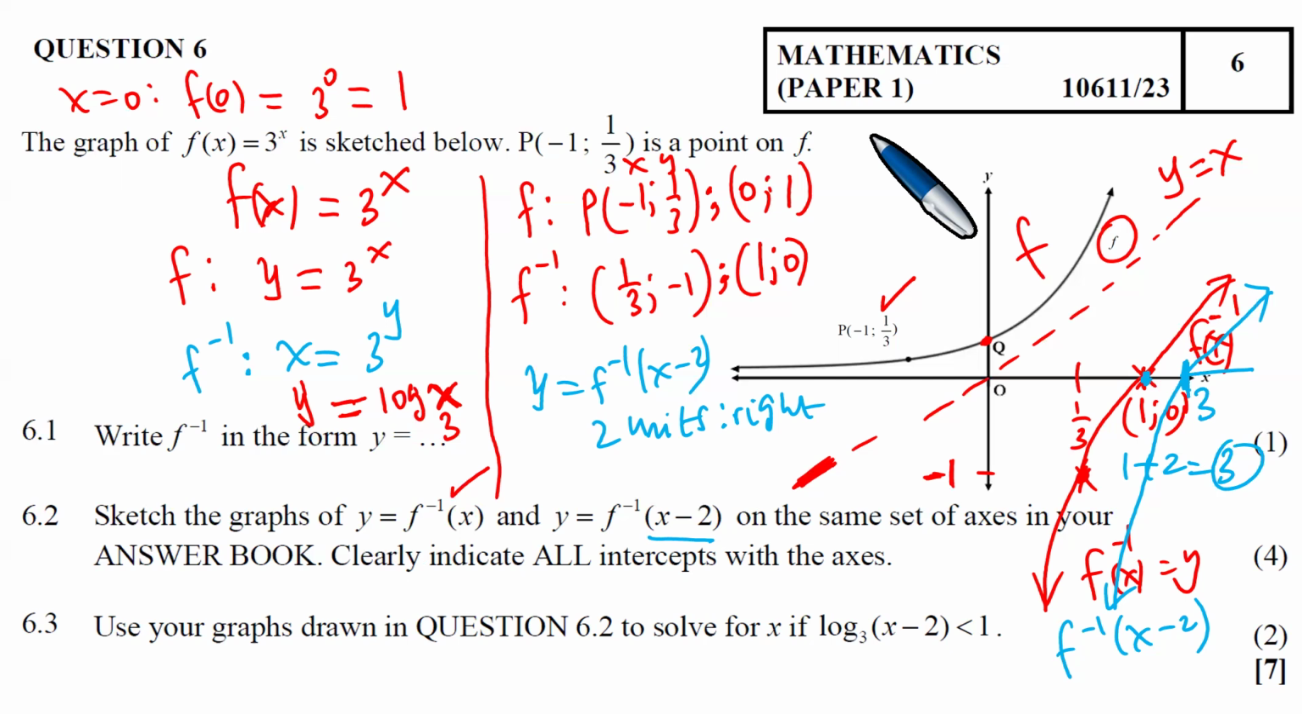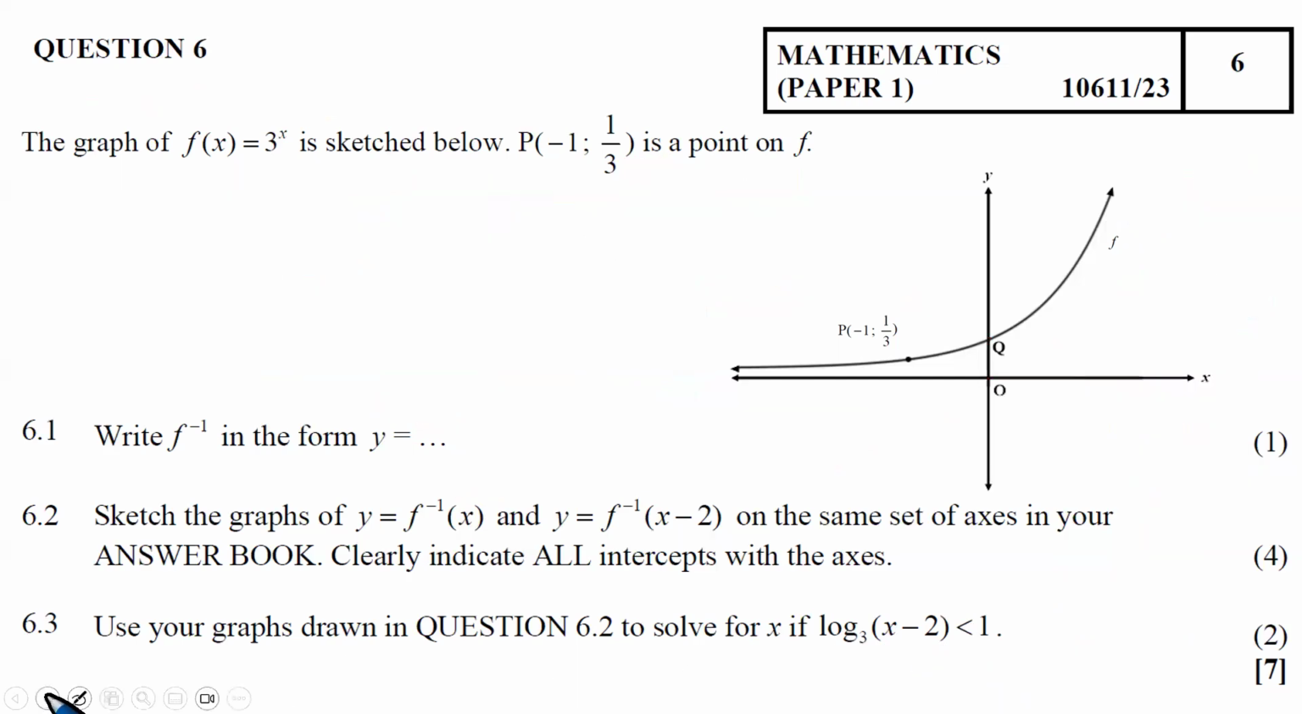Okay, now just have a question to move on. Use your graphs drawn in 6.2 to solve for x if the log of x minus 2 base 3 is less than 1. So you need to use the graphs to do question 6.3. We have been given the log of x minus 2 base 3 is less than 1. Use the graphs to solve for x if this is the case. What is the answer?